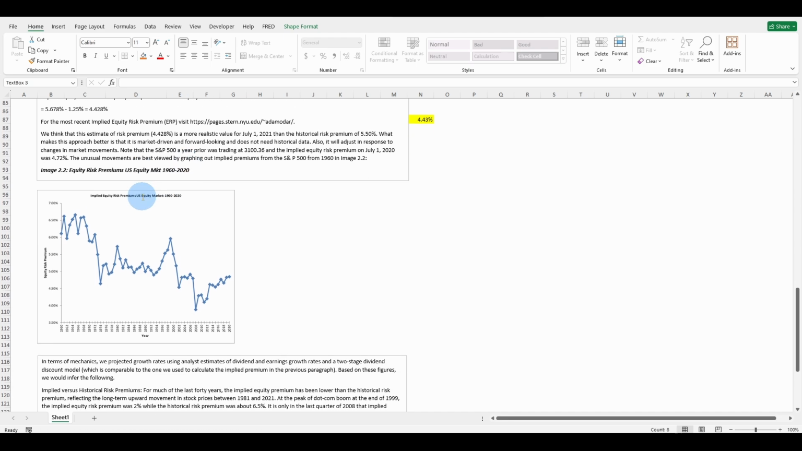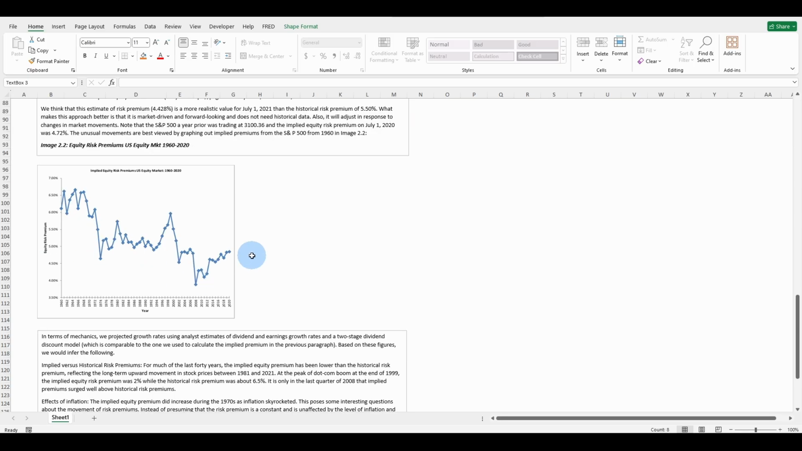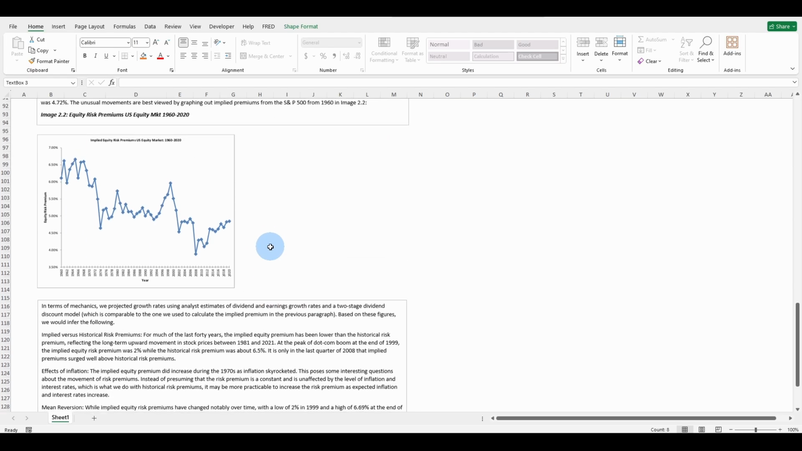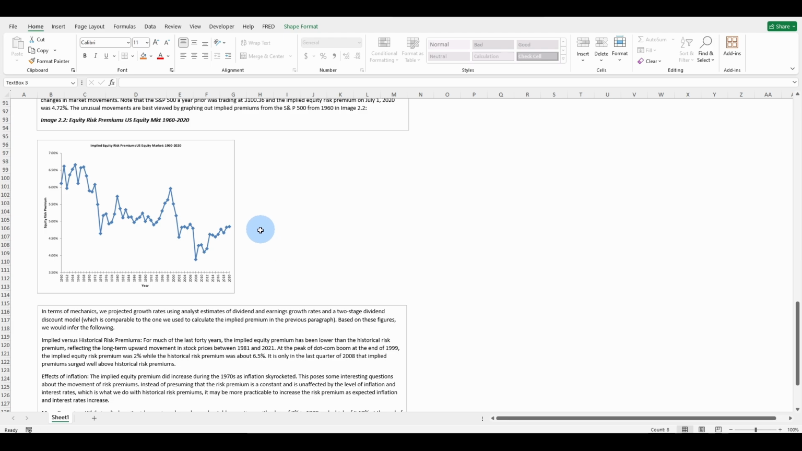Note that the S&P 500 a year prior was trading at 3,100 and the implied equity risk premium on July 1st, 2020 was 4.72%. The unusual movements are best viewed by graphing out implied premiums from the S&P from 1960. You can see it's a volatile little beast, but very favorable in terms of forward-looking analysis.